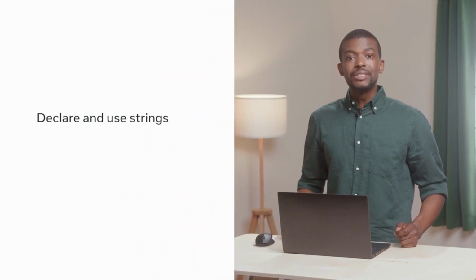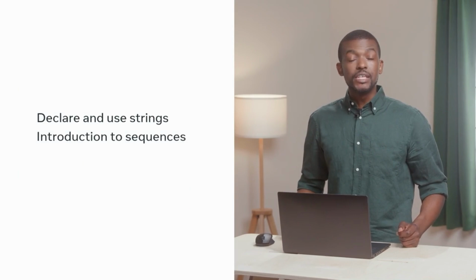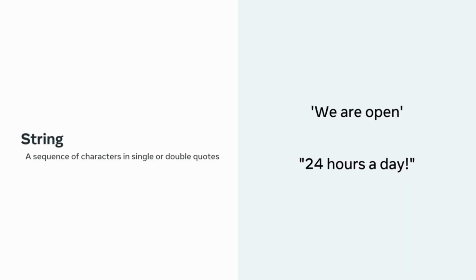You may recall that Python can work with several types of data. In this video, you'll learn how to declare and use strings in Python. You'll also gain a general understanding of sequences and how to access individual items in a sequence. In Python, a string is a sequence of characters enclosed in either single or double quotes.